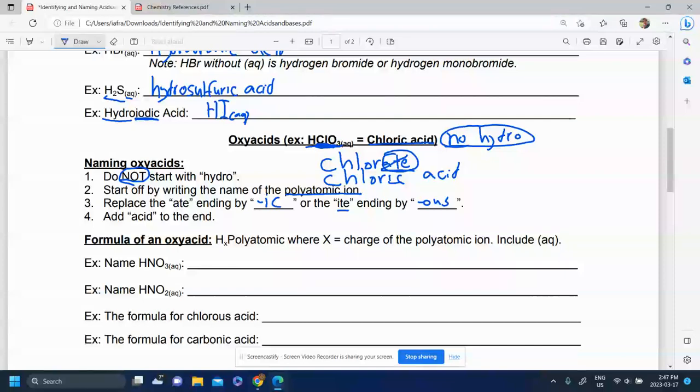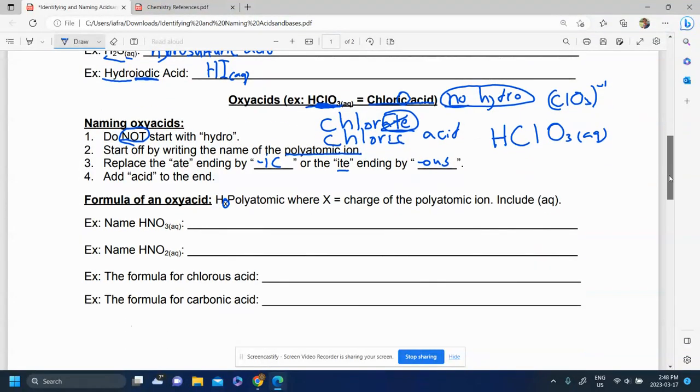To write a formula, you would simply write H first, put the charge of your polyatomic ion, and then write the polyatomic ion, and then put AQ. So if I said chloric acid, well, you need to know, okay, chloric came from chlorate. Okay, great. I would put an H first. Chlorate is ClO3 -1, so I put a 1 subscript. Don't really have to write it. And then ClO3, and then AQ, just like that.